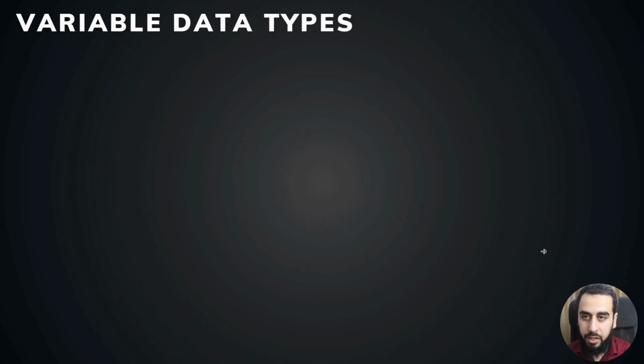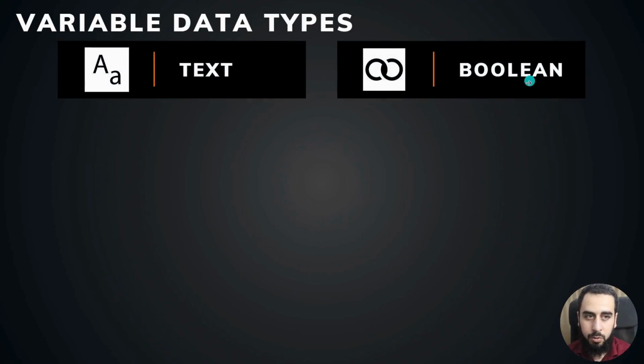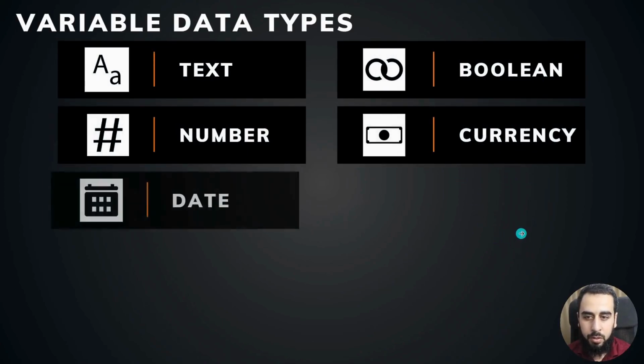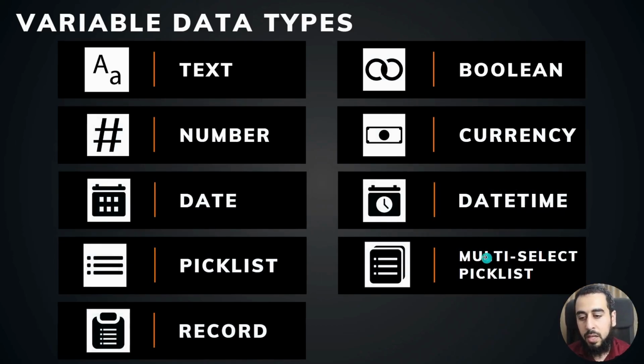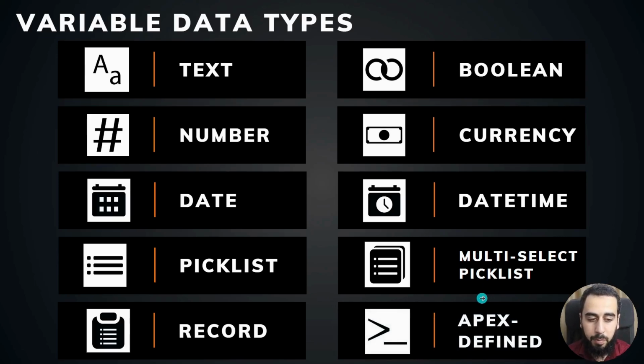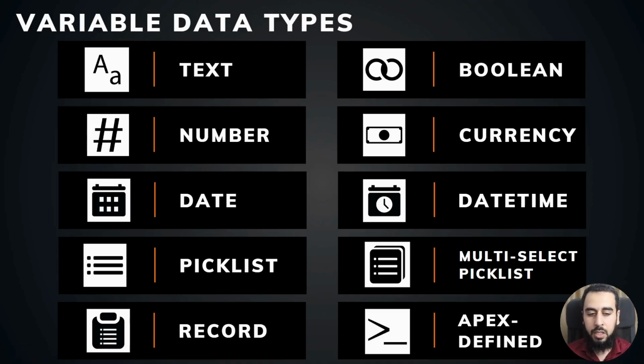When you select a variable, you're going to have to specify the data types, and I'm sure that you're familiar with all of these. Text, Boolean, or a checkbox, number, currency, date, date time, a pick list, a multi-select pick list, a record, and then an Apex defined data type. An Apex defined data type is like a record. You have an object. If you were to select a record, you select a record from an object. If you were to select an Apex defined, you select an Apex defined from an Apex class.